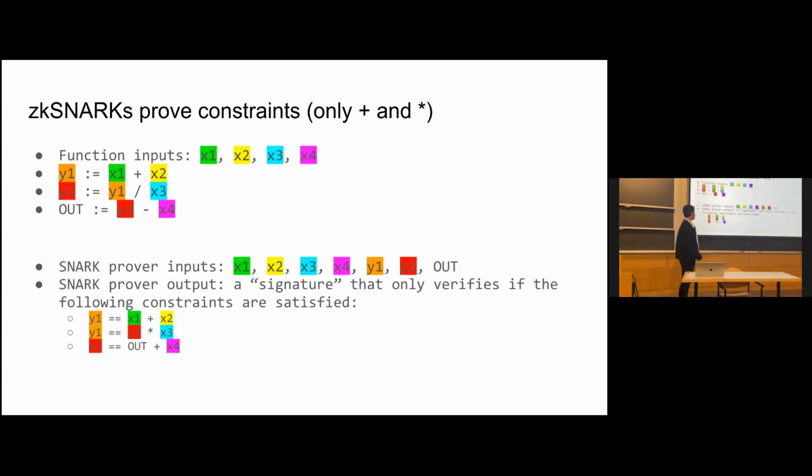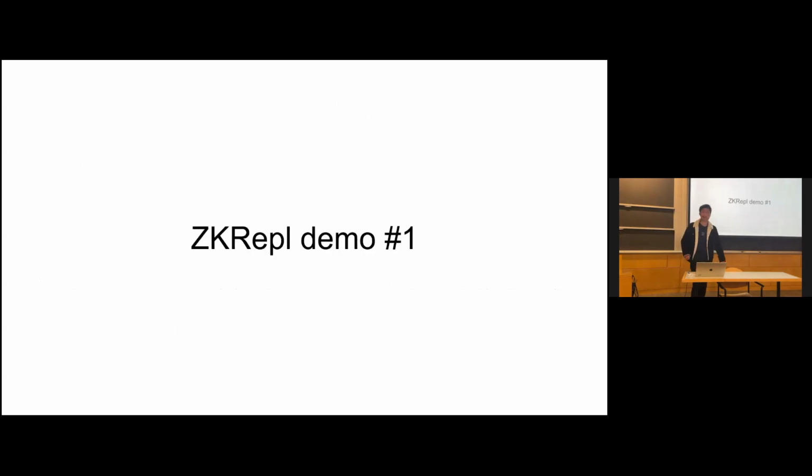Okay, cool. So again, what the snark is proving is that the prover knows 6 values satisfying these 3 equations, and then a verifier looking at that can be pretty convinced that this reflects this computation. All right, so now we're going to go ahead and get into some coding. So we're actually going to do this stuff in zkREPL.